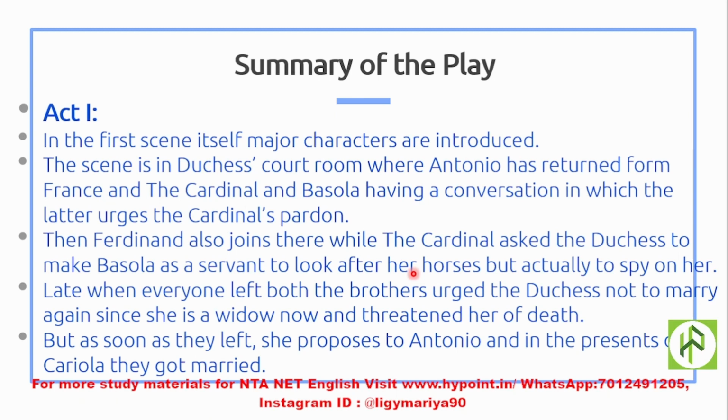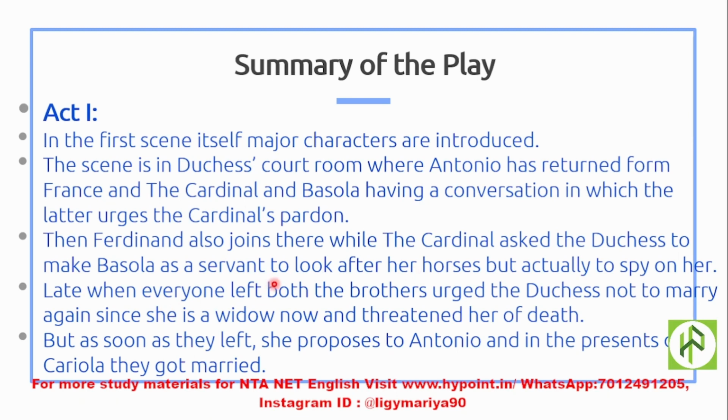So it was the Cardinal who brought Bazzola into the court, and Bazzola is not an educated person. He is not a wealthy person, and he has no importance to be in the Duchess's court. But the Cardinal asked the Duchess to make Bazzola her servant to look after her horses, but he actually wanted him to spy on her. And Ferdinand also comes there.